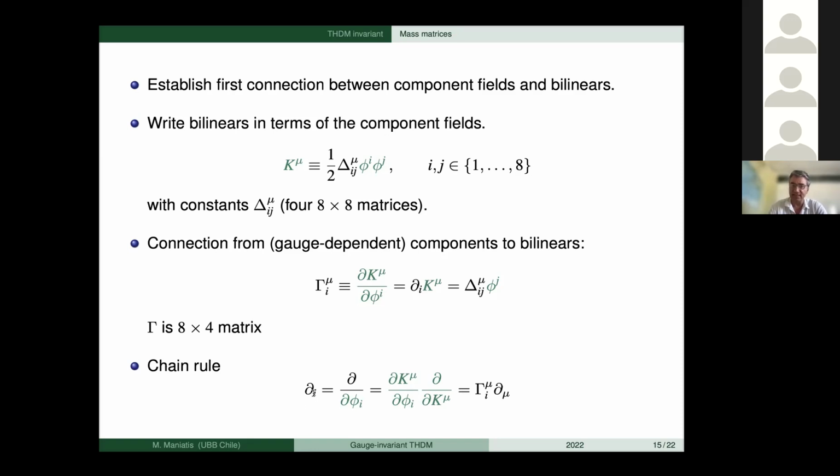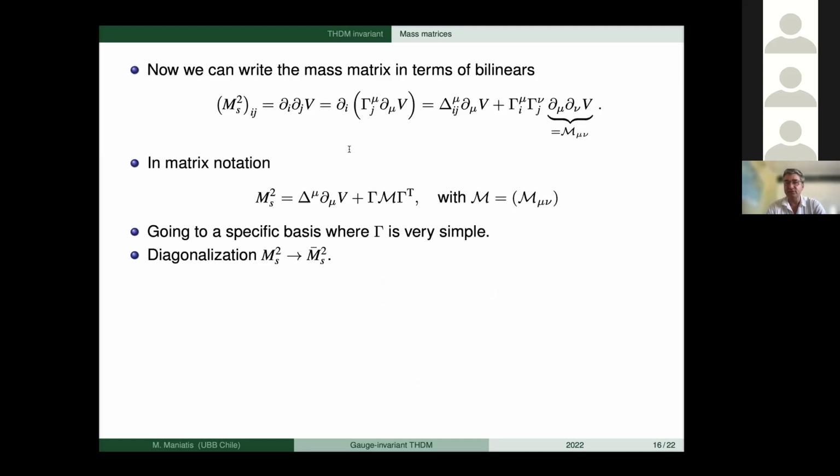So this is a translation. This allows us to translate derivatives in a gauge-dependent way to here, where we have this mu index, which corresponds to the gauge-independent quantities. I, of course, corresponds to the component. And then we can apply this to the squared mass matrix, and we get immediately the translation. I don't want to show you too many details.